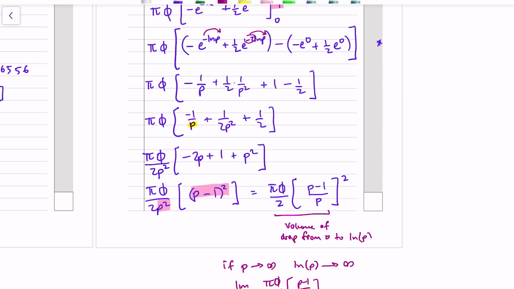Now if p gets really, really large, this minus 1 here does absolutely nothing. p minus 1 is pretty much p if p is really large. And so we get p over p there, which is 1. So the limit of that whole bracket is 1. 1 squared is 1. So the limit of this volume is equal to pi times phi over 2. That is the maximum volume.